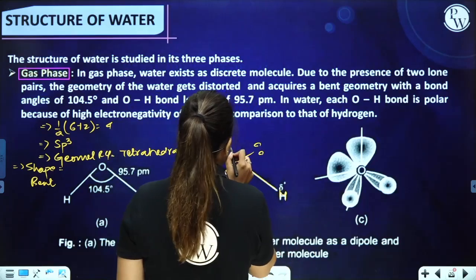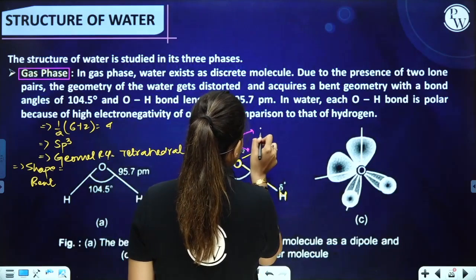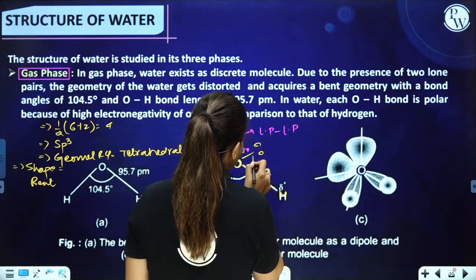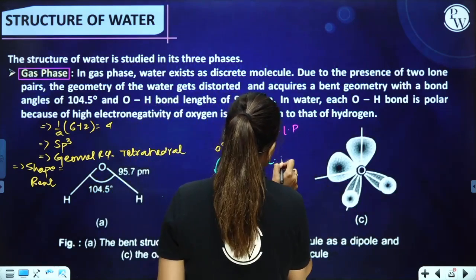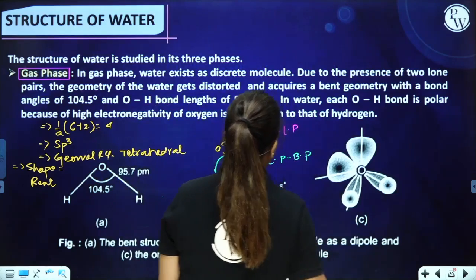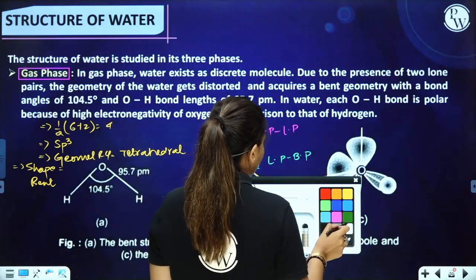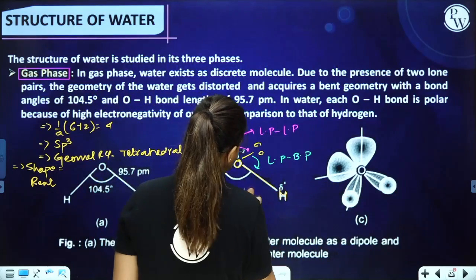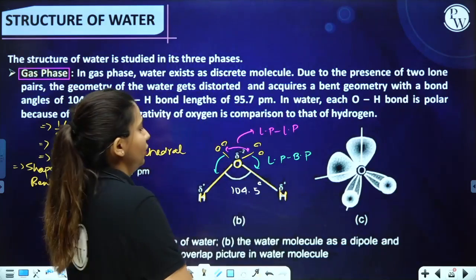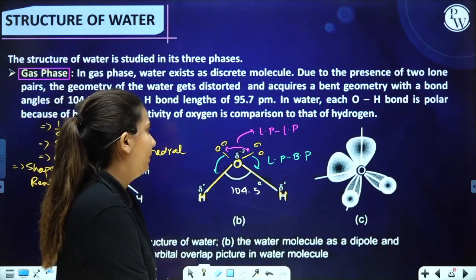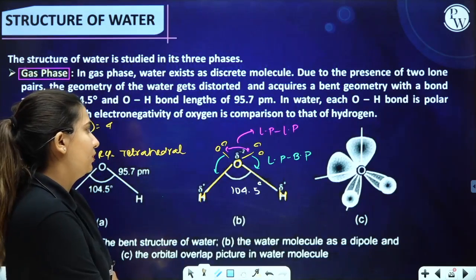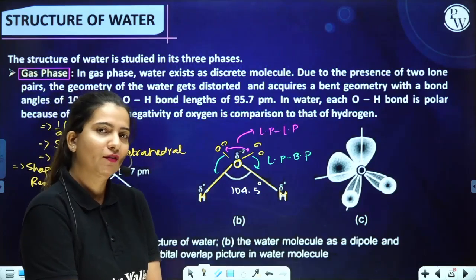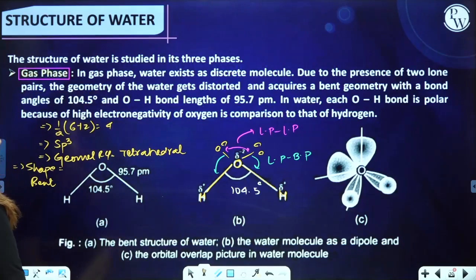What all repulsions are present over here? This repulsion is called lone pair repulsion, and this is called lone pair bond pair repulsion. That's why it should have a bond angle equal to 109 degrees, but it is having 104.5 degrees because of the repulsions present. Bond pair repulsion, lone pair repulsion, all of these give it the bond angle of 104.5 degrees. Everything is written over here.